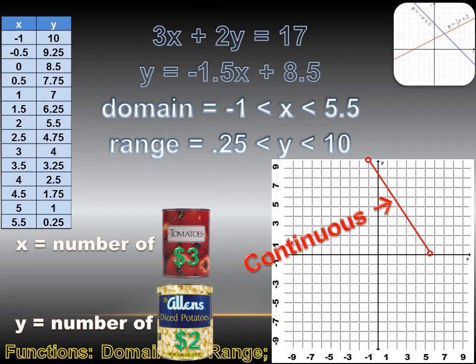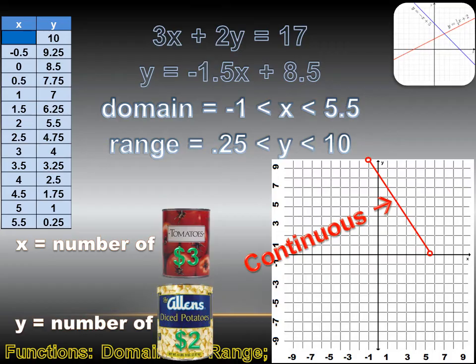But now, a couple of things are going to change with our domain and our range. Let's look at that. Our original domain was every number between -1 and 5.5. It was a continuous set of numbers that included every number between -1 and 5.5. But those don't all make sense anymore. For instance, an x value of -1. X is the number of cans of tomatoes that I'm going to purchase at the store. I don't know about your grocery, but my grocery doesn't sell negative cans of tomatoes. So I've got to get rid of that -1.